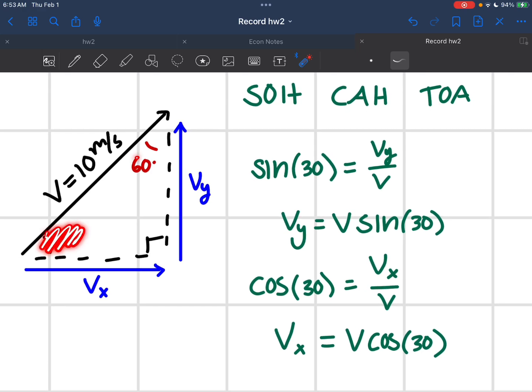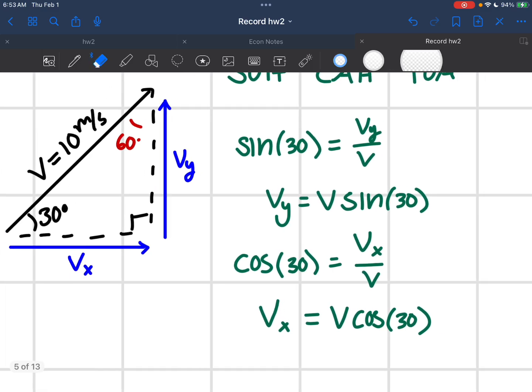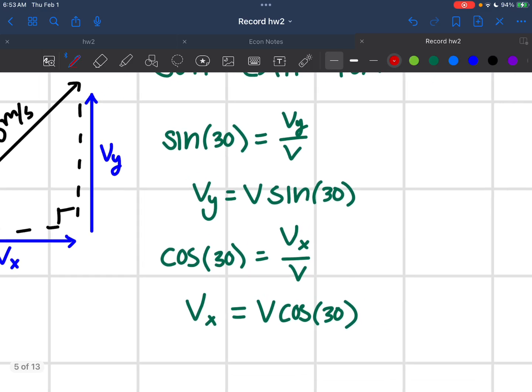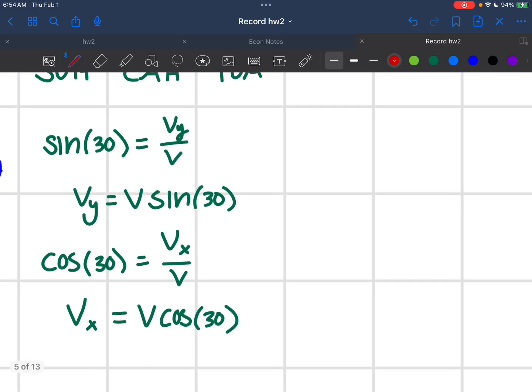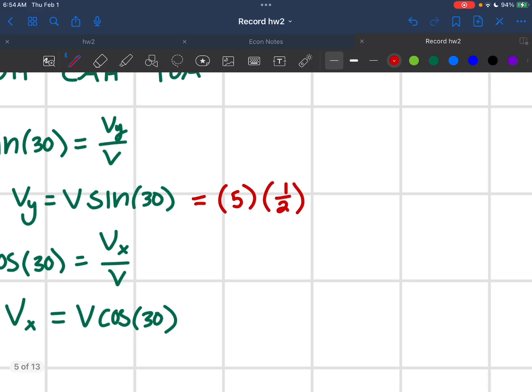All I'm doing is saying sine of 60 would be Vx over V, and cosine of 60 would be Vy over V. Right, it will give you the exact same answer. I just chose to stick with the 30 that we were given, but it works either way. Right, and then sine of 30 will be 1/2. So this will be V, which is 10 times 1/2 equals 5 meters per second.